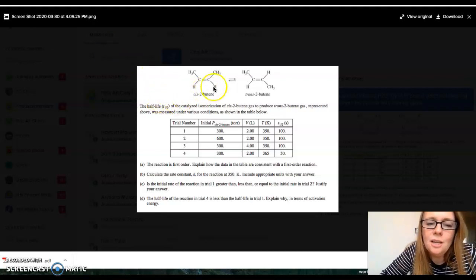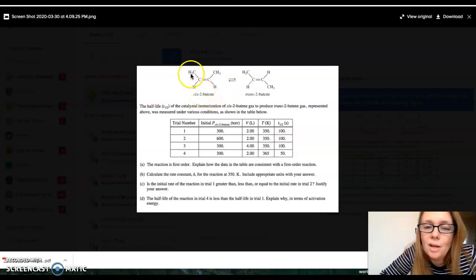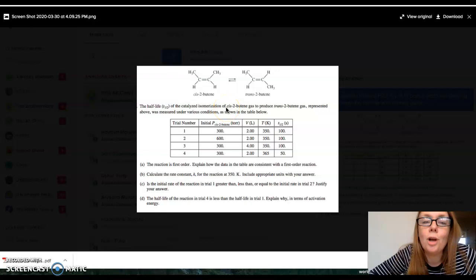Okay, so the question discusses the isomerization of cis-butene to trans-butene. Butene, you'll remember, but means 4-carbon chain. Ene tells us that it has a double bond. And cis versus trans: cis is when your functional groups are on the same side of the double bond, and trans is when those groups are on opposite sides. So this is not exactly a reaction, it is an isomerization. And you'll remember isomer is one of our vocabulary words. An isomer is a compound that has the same formula, but different reactivity and different function.